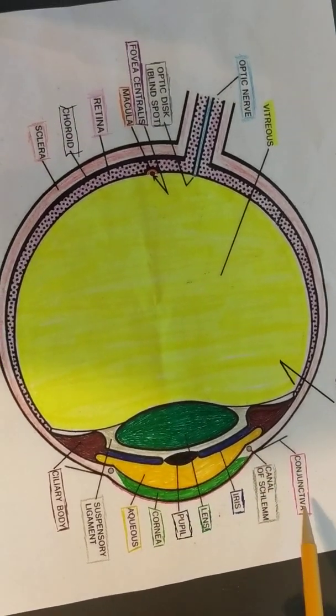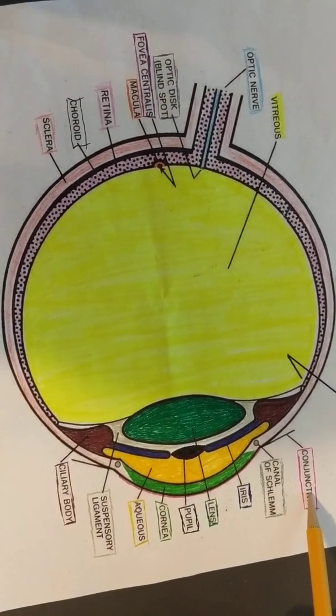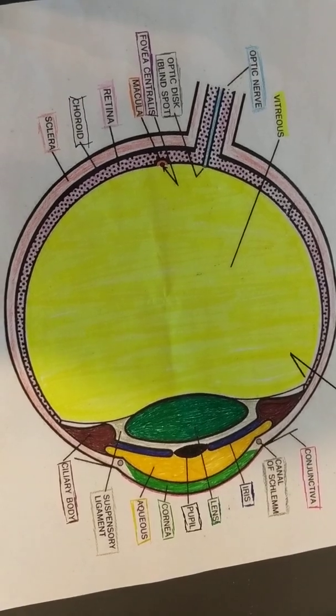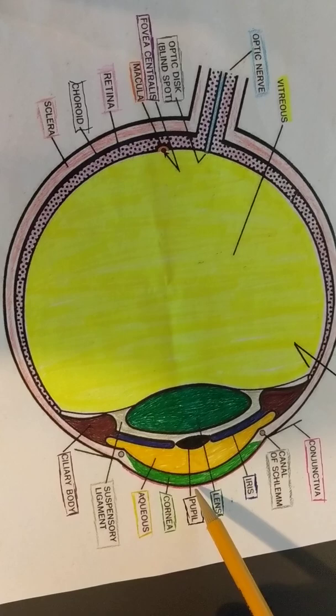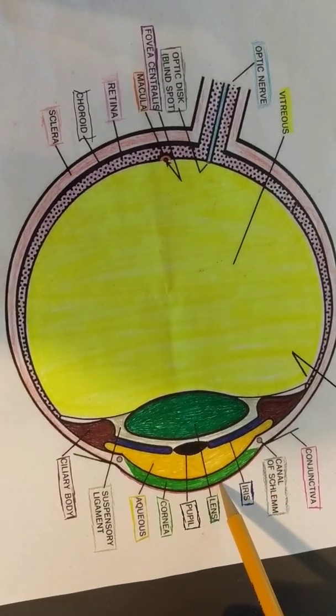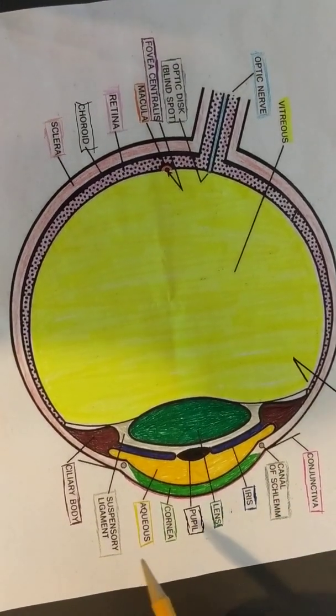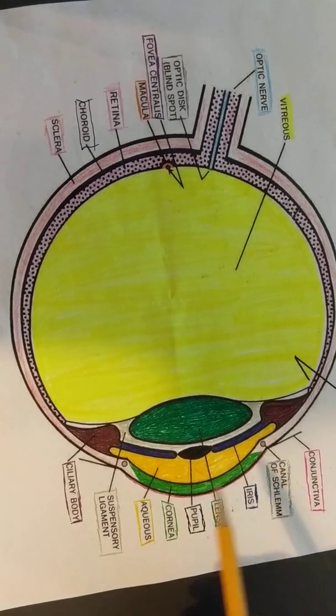Up next, we got the conjunctiva. This is a clear membrane that covers the sclera and the inner portion of the eyelids, and it helps to reduce the friction caused by blinking, as well as stopping dust and other particles from getting into the eye.